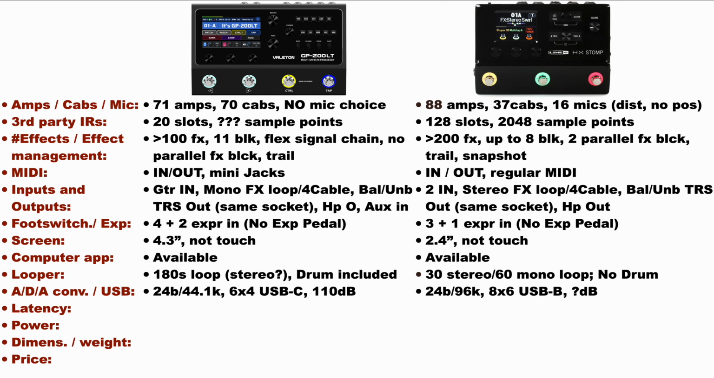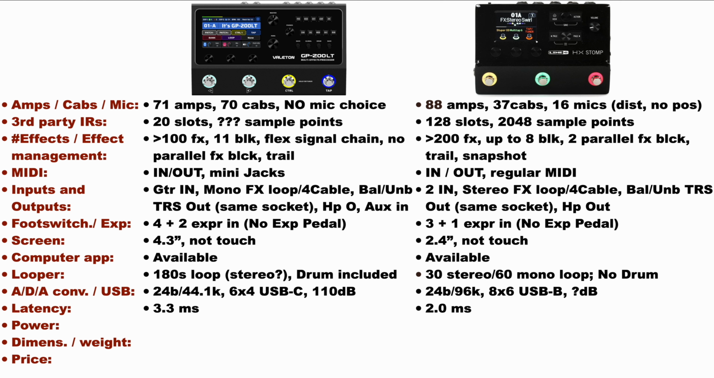As regards ADA conversion, the Valeton offers a 24-bit at 44.1 kHz audio interface with 6x6 USB channels and 110 dB of dynamic range. The HX Stomp offers a 24 bits at 96 kHz audio interface with 8x6 USB channels, and unfortunately no info about the dynamic range, which is a kind of a bummer. If you know it, please drop a message in the comment section below.